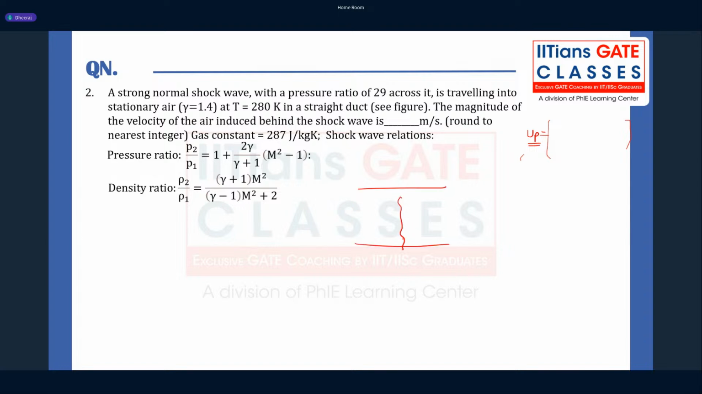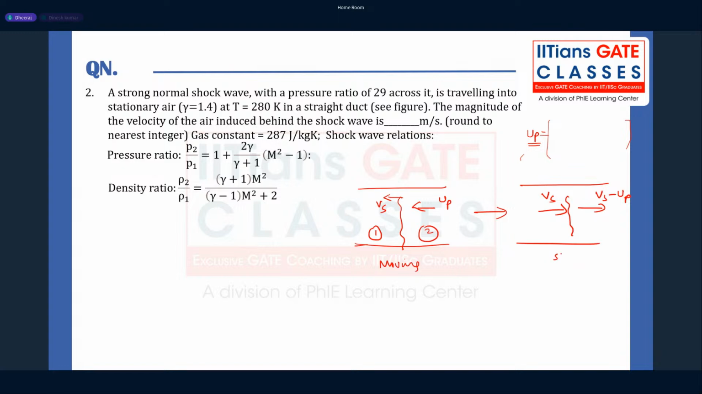So there is some shock which is moving with a velocity Vs into stationary air. Let's say this region is 1 and this region is 2, and it is inducing a velocity Up. So this is the moving shock. And if I convert it into a stationary shock problem, I'll see that the air is coming at me with a velocity Vs, and the induced velocity will be Vs minus Up.